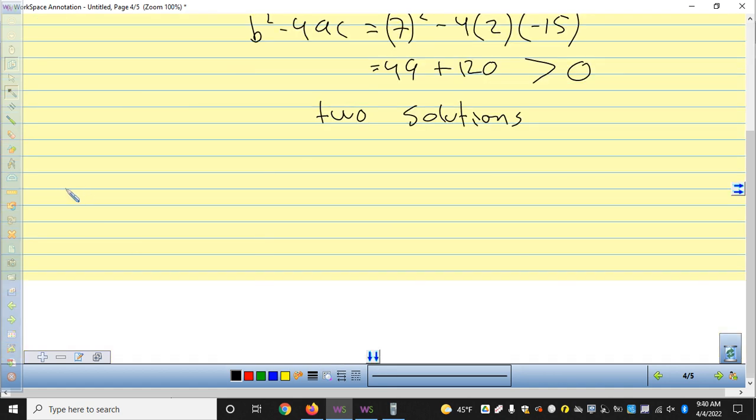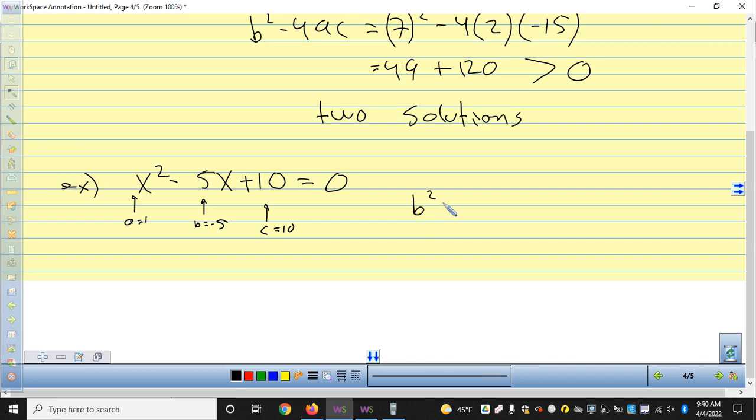All right, let's look at one more. How many solutions again? x squared minus 5x, sorry, plus 10 equals 0. a is 1. b is negative 5. c is 10.